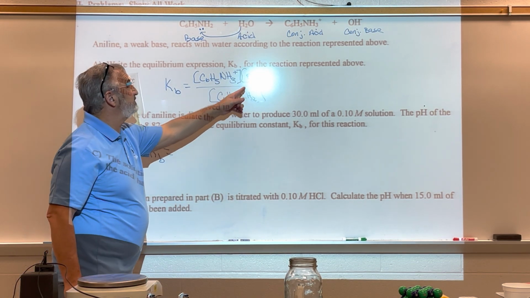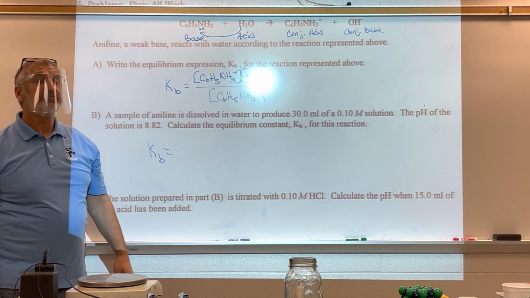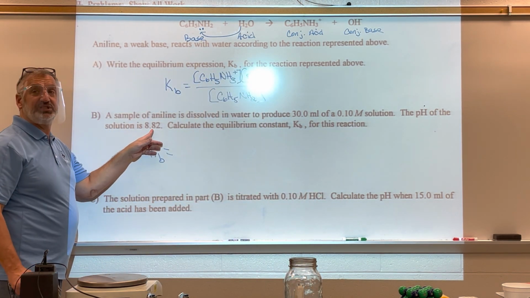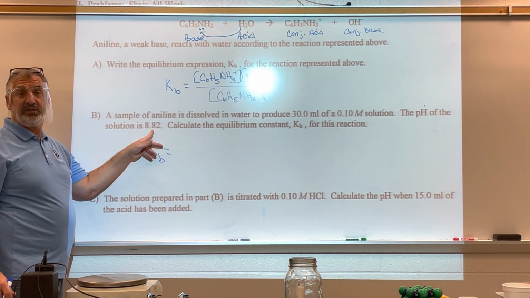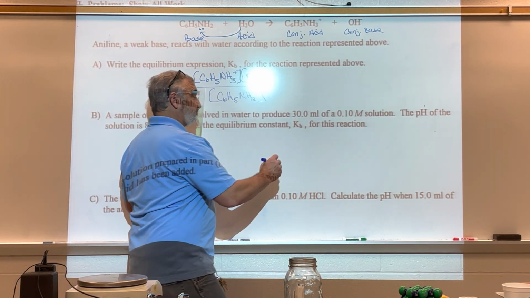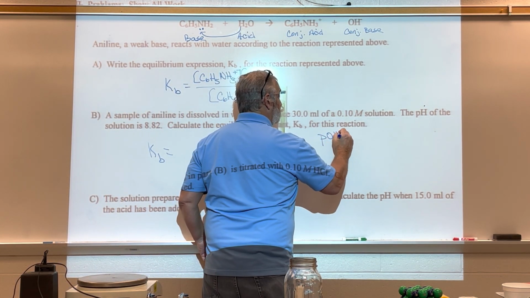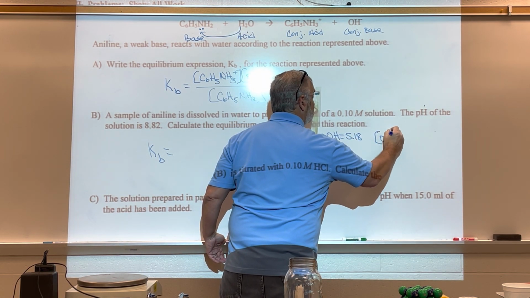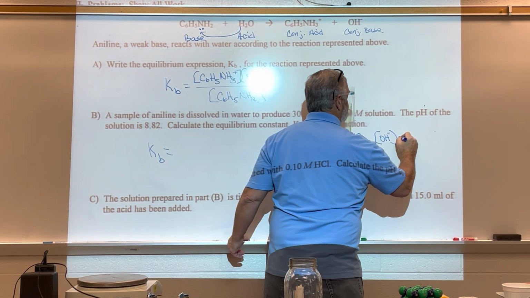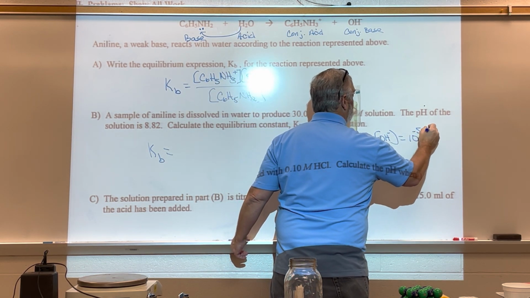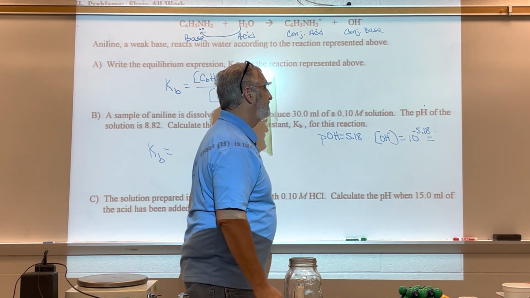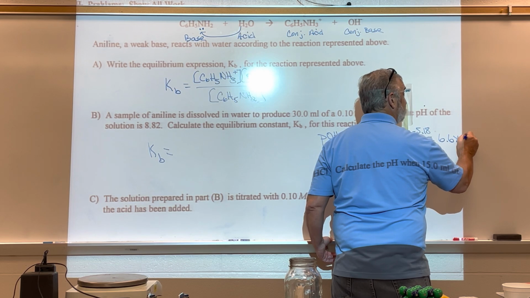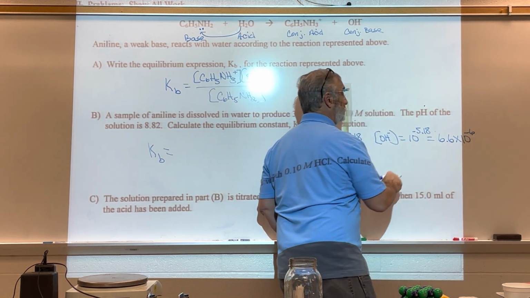So how do I know my OH-? From the pH, right? If the pH is 8.82, what's my pOH going to be? 5.18. So pOH equals 5.18. Therefore, OH-, how do I calculate it? 10 to the negative 5.18. And so the OH- is equal to 6.6 times 10 to the negative 6. I should have known that.